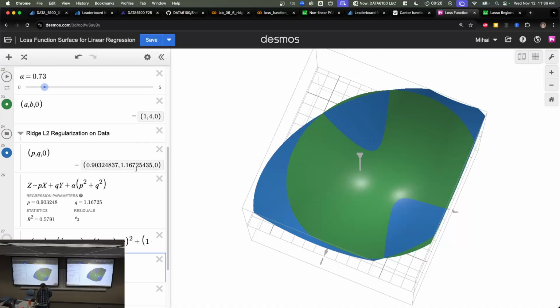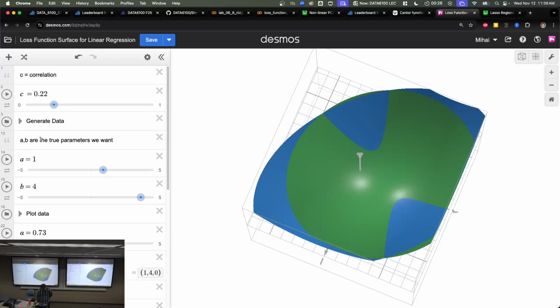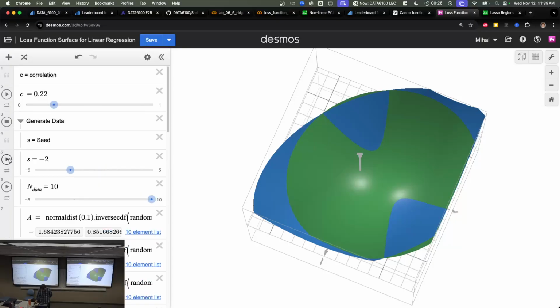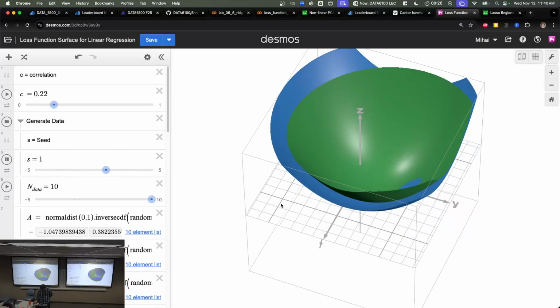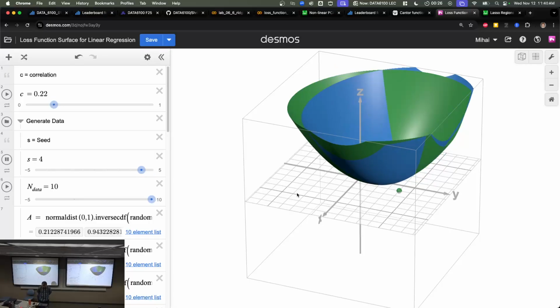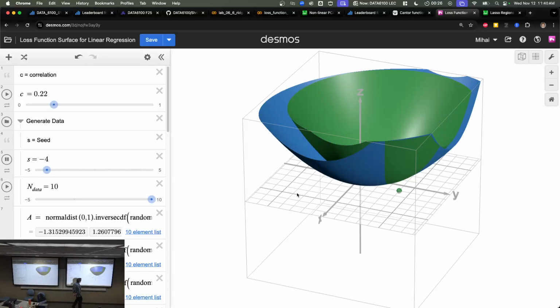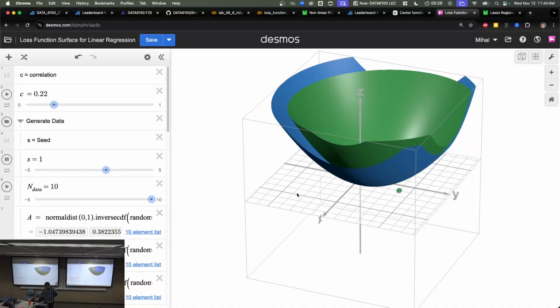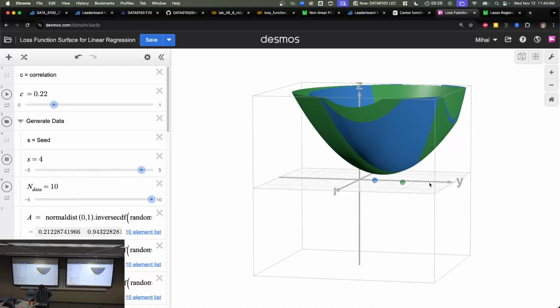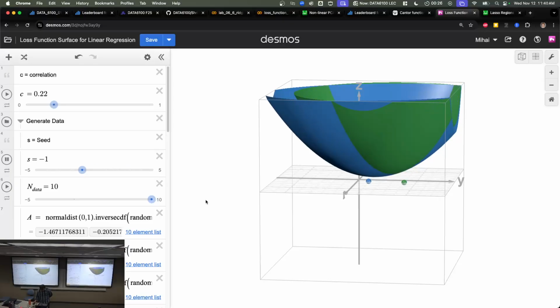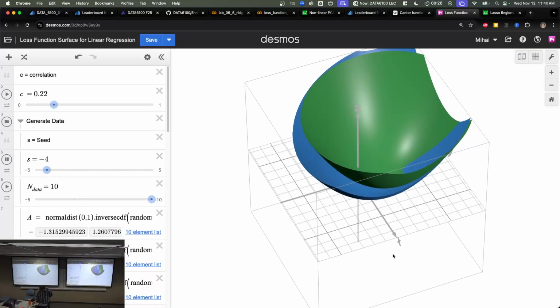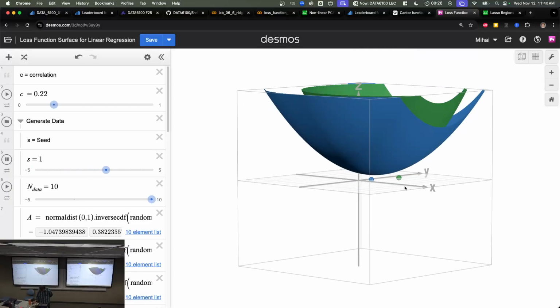I think when I did this one on Wednesday, I was pressing a button. What button was I pressing? I was pressing a button like generate data. I was pressing this button, and the blue bowl was jumping around. Why is the blue bowl jumping around? Look, this blue dot really is the minimum of the blue bowl. That is also jumping around.